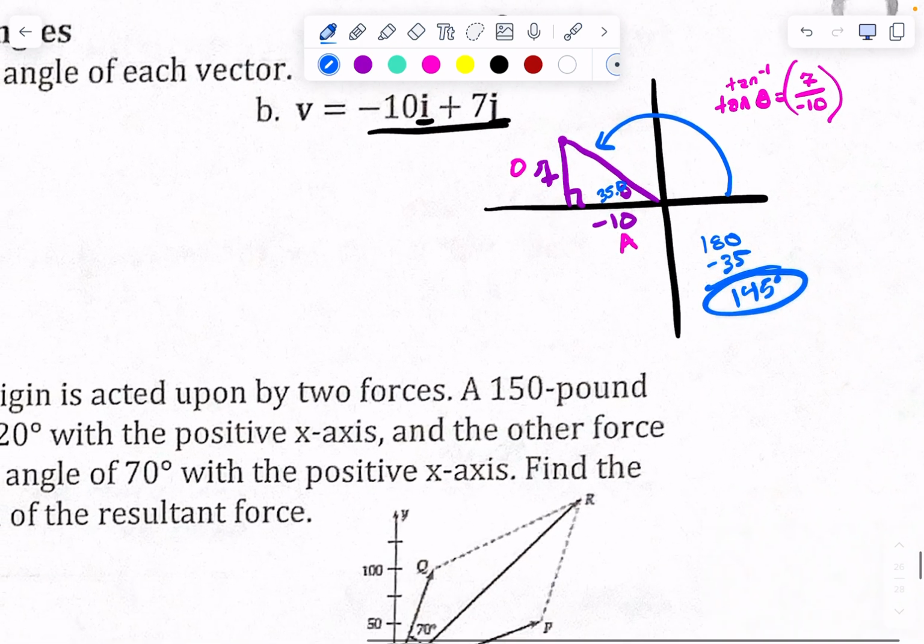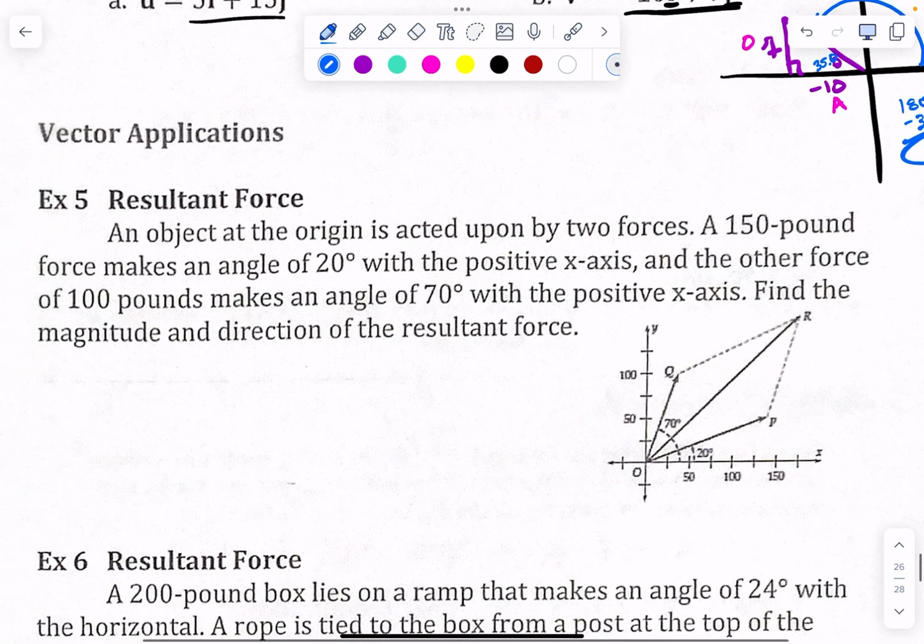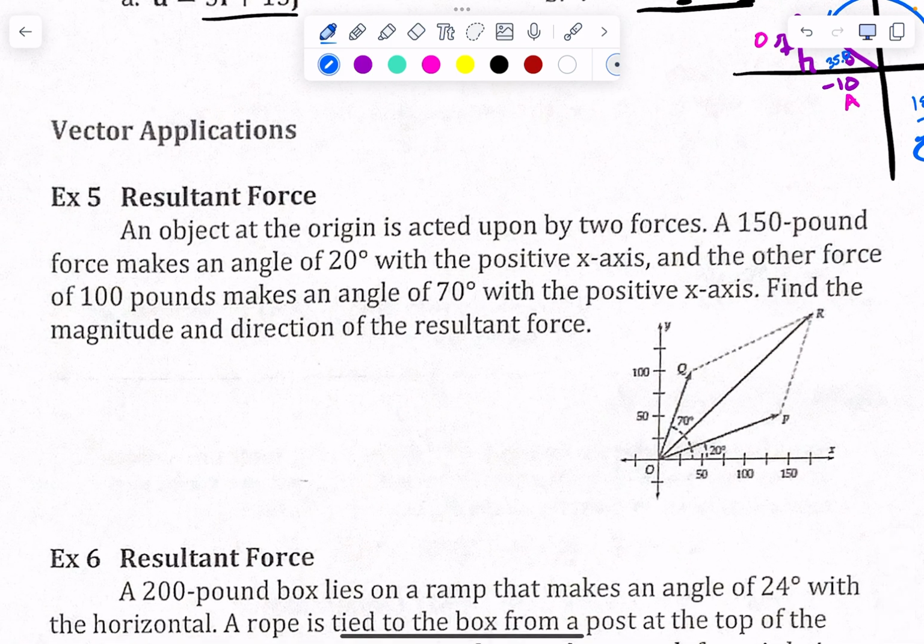Okay. All right, here we go. Now we're going to talk about resultant force. This is the big money right here. These are the hard questions, okay?